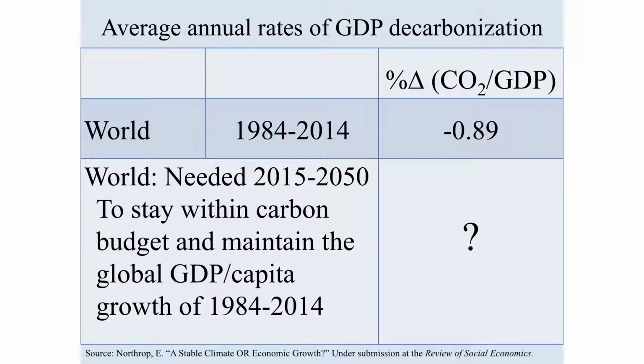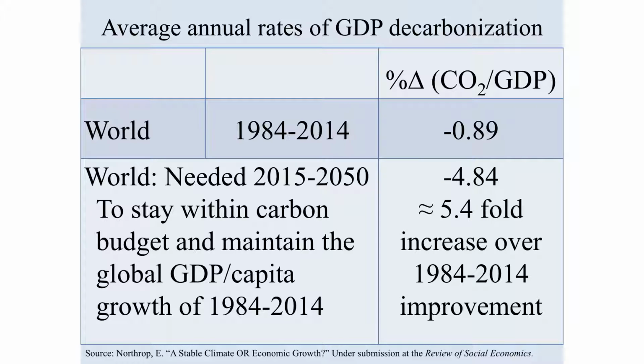So what do we need? What rate of improvement in the decarbonization of GDP do we need in order to maintain global growth in GDP at the rate that we've had it over the last 30 years? So how much cleaner does each dollar's worth of GDP need to get to stay within the carbon budget? So that's a question. And the answer is 4.84. So we need to improve from 0.89 average annual rate of improvement to 4.84. So that means from 2015 to 2050, we need to every year do a whole lot better than we've achieved in every year over the last 30 years.